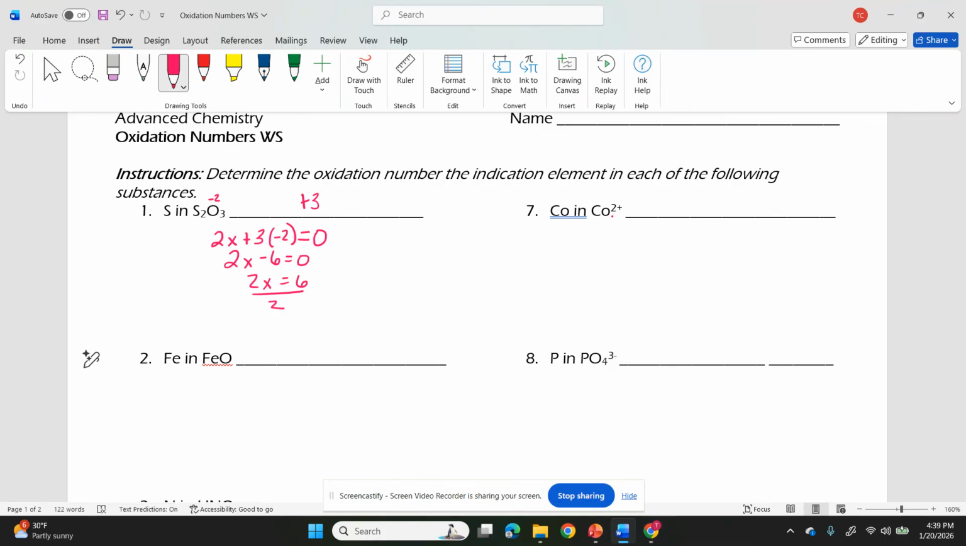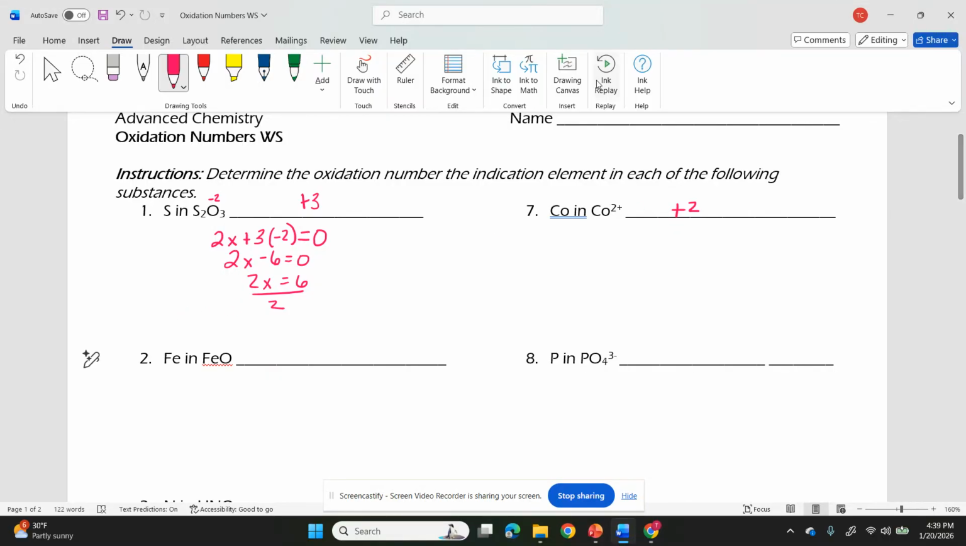If we look over here on number 7, we have a single element, which is cobalt, and here we're looking at our charge for cobalt. For this one, this just follows the rule for number 6 that says a monoatomic ion, so a single ion, will have an oxidation state equal to its charge. So its charge is +2, so that is going to be its oxidation state.